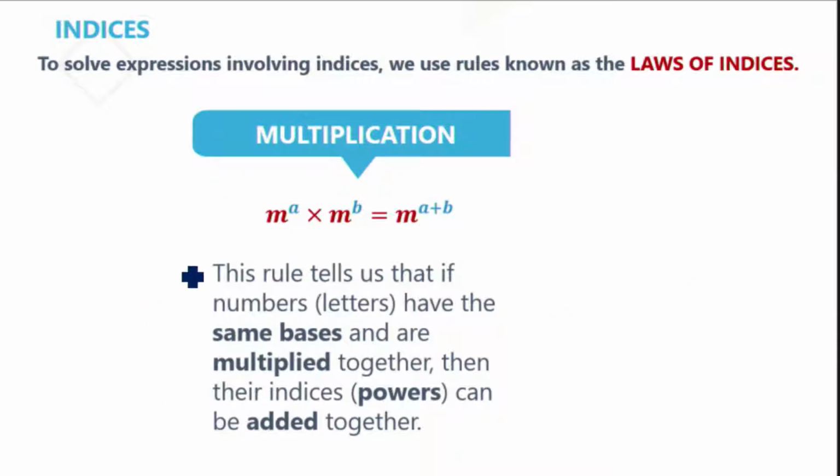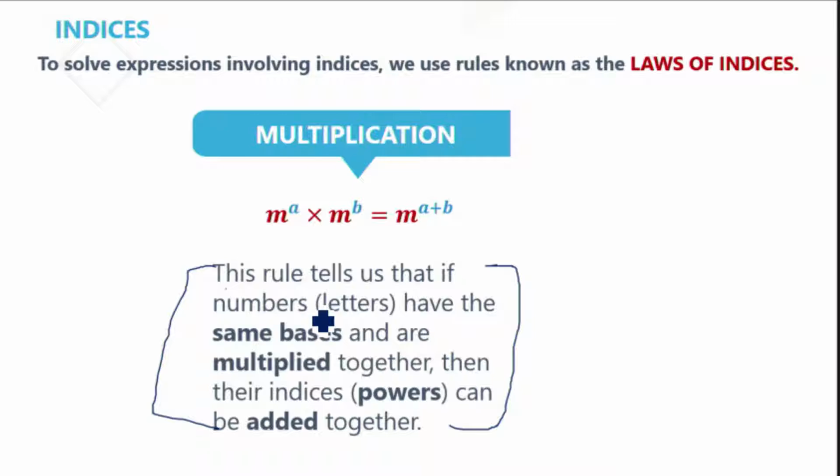Now let's look at what this law says. Here it is, what the law and the rule says. Read along with me. This rule tells us that if numbers or letters have the same base and are multiplied together, then their indices or powers can be added together. So we're going to look at this definition with this expression here.